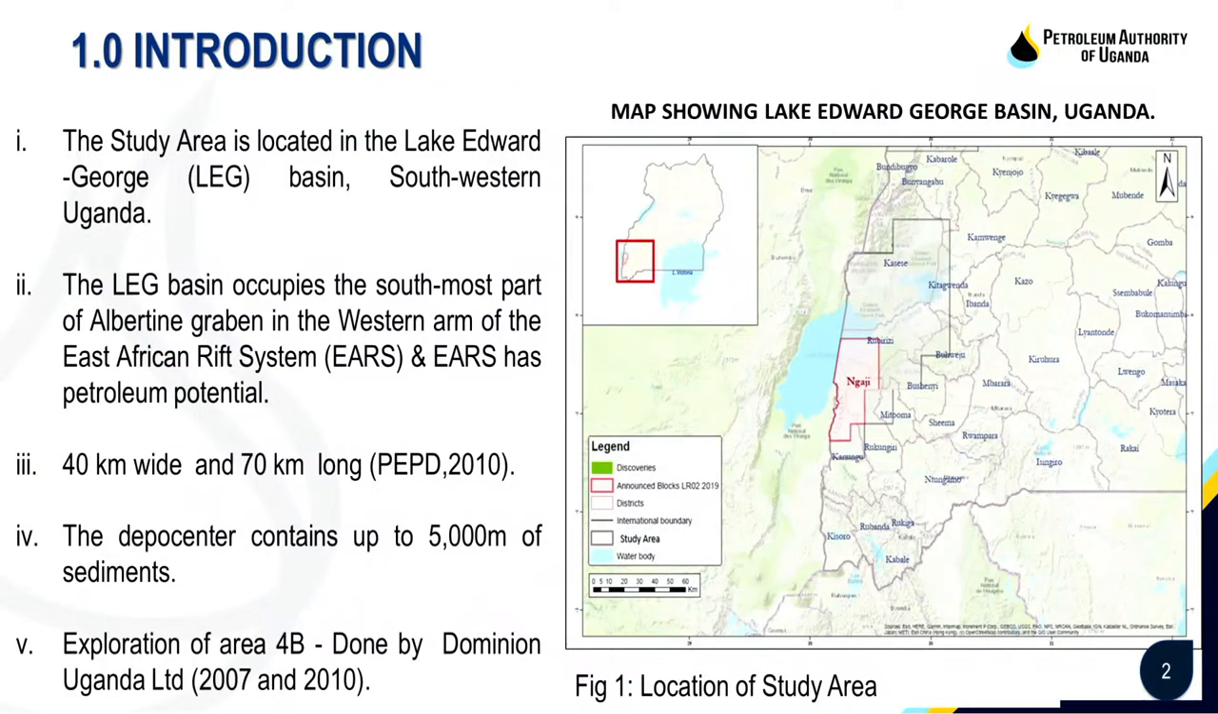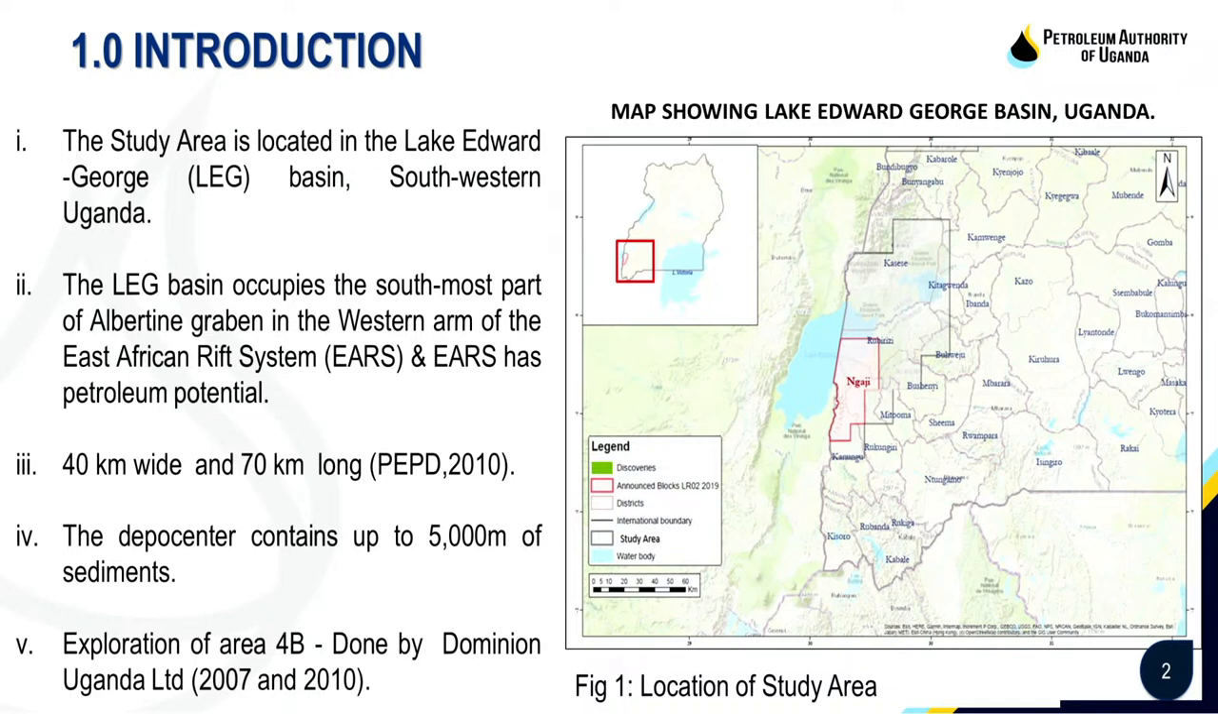This basin of Lake Edward George Benson is found within southwestern Uganda, which is the point highlighted red on the left part. This basin occupies most of the southern part of the Albertine Graben, where we have discoveries of oil and gas. They have made a number of discoveries, the Kingfisher discoveries, the Tilenga development project, which has the discoveries by Total. And this basin, which is my study area, is 40 kilometers wide and 70 kilometers long.